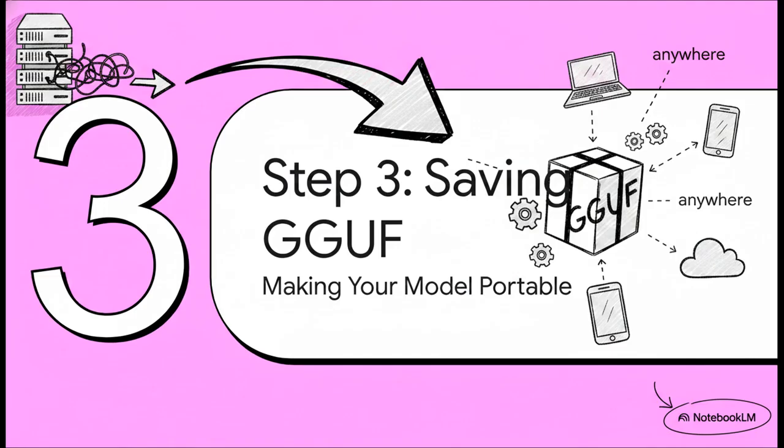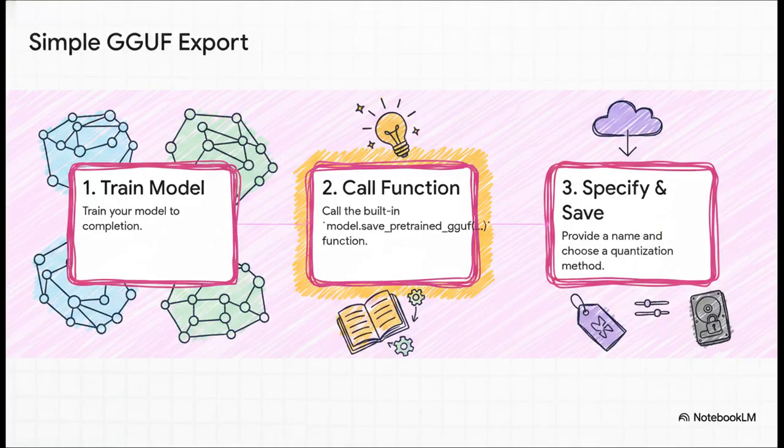So the next step is to package it up into GGUF, which is this universal format that lets you deploy it almost anywhere. And Unsloth makes this just ridiculously easy. Seriously, forget about complex conversion scripts. After training, you just call one single function, save_pretrained_GGUF. You give your model a name, pick how you want to quantize it, and that's it. Your model is packed up and ready for local deployment.